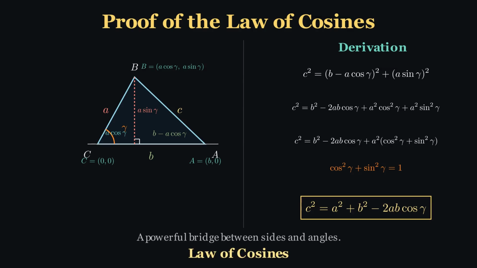And that is the law of cosines, a powerful bridge between sides and angles in any triangle. Remember, it helps us solve many problems in geometry and physics.